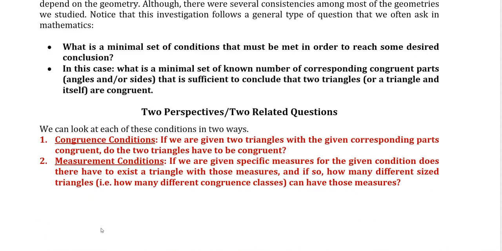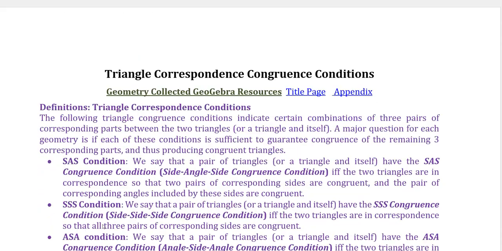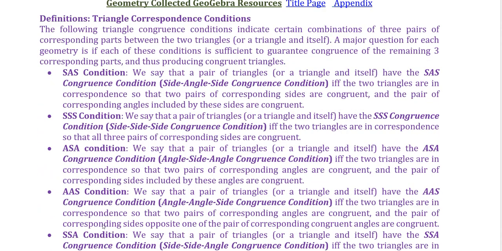One is to look at congruence conditions. If we're given two triangles, so we know the two triangles exist, and we know that we're given corresponding parts that are congruent, do the two triangles have to be congruent? And then the measurement conditions: if we're given some specified measures for a given condition, does there even have to be a triangle that exists with those measures? And if so, how many different size triangles, in other words, how many different congruence classes of triangles, can have those measures? So those are going to be our two main questions. We investigated this some last week and we're going to do it again this week.